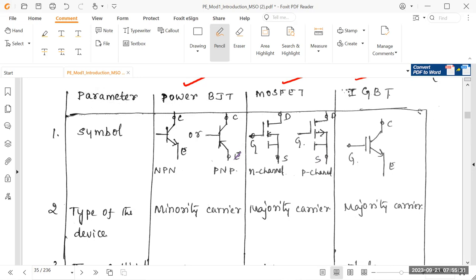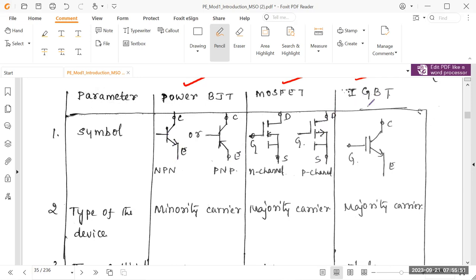Similarly, for the power BJT also, the arrow mark will be at the emitter, where the arrow mark will be towards the base for the PNP transistor. And for the NPN transistor, the arrow mark will be present at the emitter, away from the base.